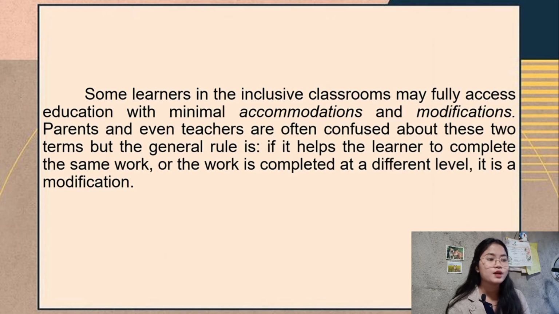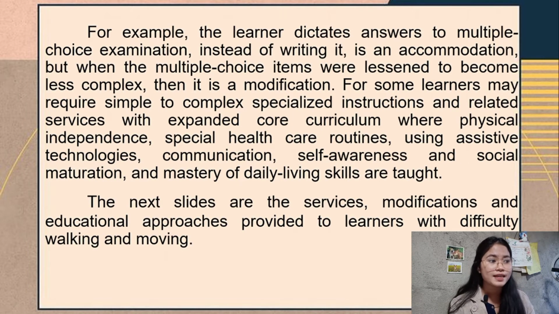Now let's go back to accommodations and modifications. Parents and even teachers are often confused about these two terms, but the general rule is that if it helps the learner to complete the same work, it is an accommodation, and if the work is completed at a different level, it is a modification. For example, the learner dictates answers to a multiple choice examination instead of writing, it is an accommodation. But when the multiple choice items are lessened to become less complex, then it is a modification.